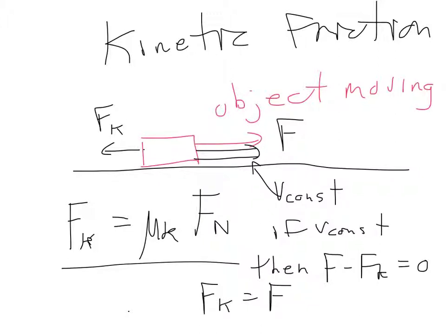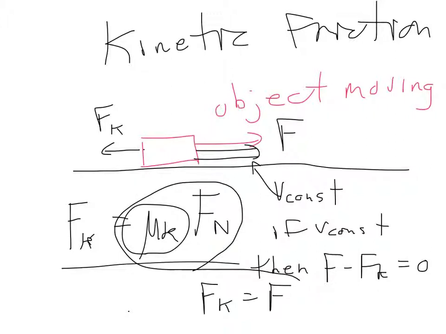So if you wanted to relate this to the kinetic coefficient of friction, you could say the force I'm pulling on the object, therefore, has to be equal to the coefficient of kinetic friction times the normal force. If you know the weight of the object, you know the normal force. And you can solve for the kinetic coefficient of friction in that case.